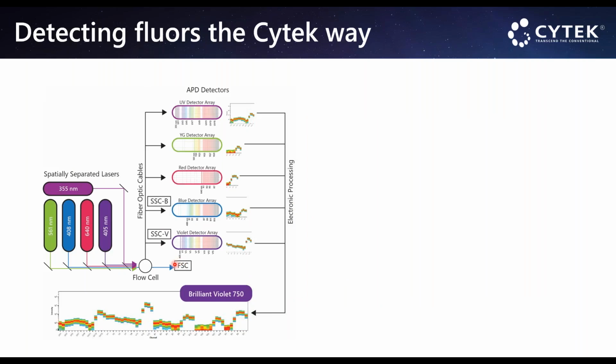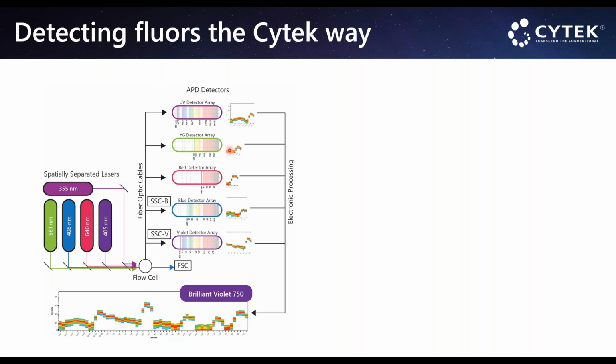We have 5 spatially separated lasers. In this case, this is a 5-laser Aurora instrument, and that emitted light is then routed to the different APD detector modules via fiber optic cable. So 1 detector module for each laser. This enables us to capture the emitted light from each laser separately. We'll also have 1 forward scatter and 2 side scatter detectors, with the side scatter violet detector being especially useful for better resolution on small particles.